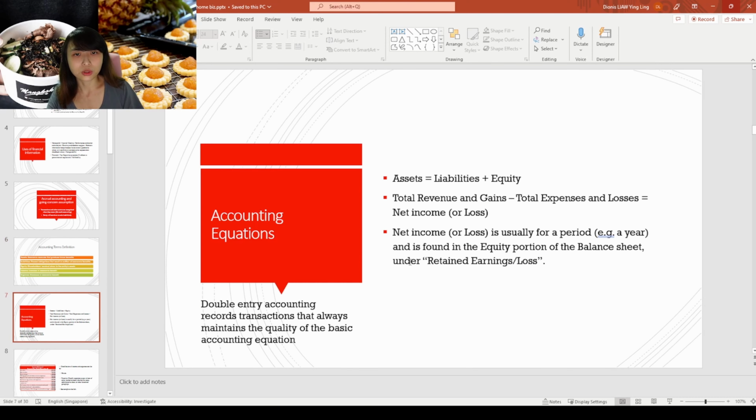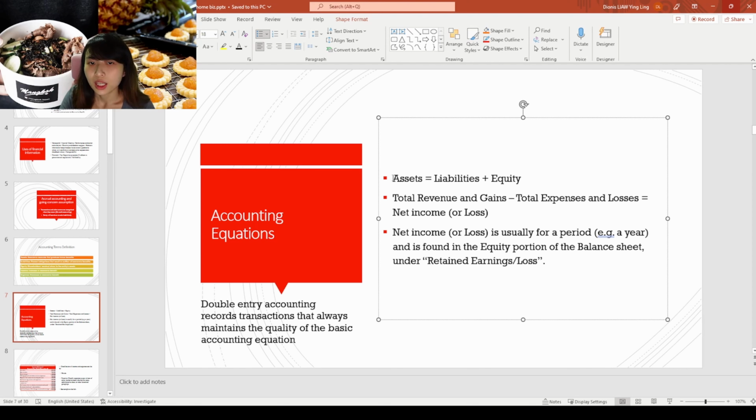Okay, so just now, those are the accounting equations you need to know. For the equations, the double entry in accounting is to make sure that there are no errors, and it's easier to detect errors. And just now, this is the accounting equation that I shared: assets equal liabilities plus equity.